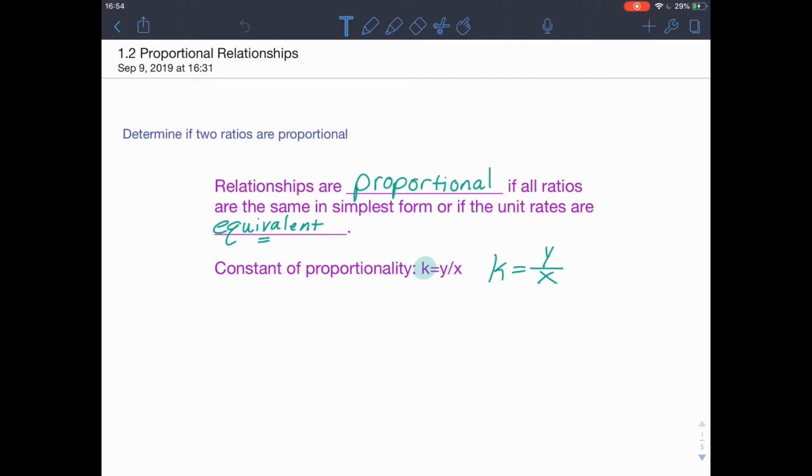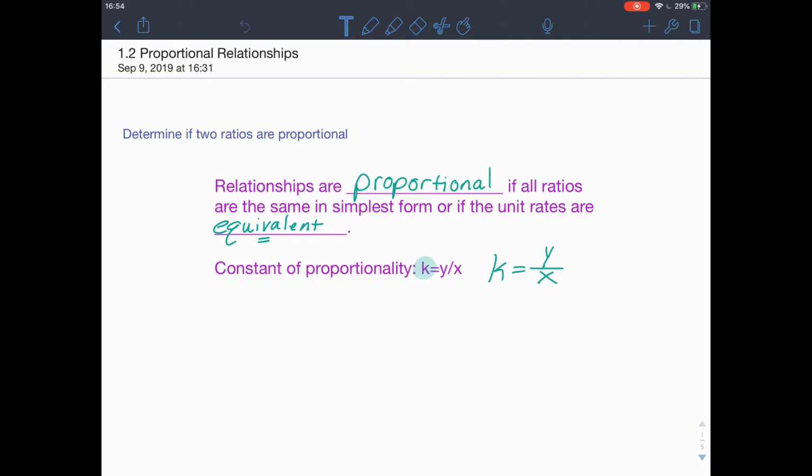Well, let's start off with some terms you need to know. The first one is proportional. Relationships are proportional if all ratios are the same in simplest form or if the unit rates are equivalent. Now, we actually have a special term for that number that you get, that ratio, when you either simplify all those fractions or put those ratios into unit rates. And we call that ratio that is in common the constant of proportionality.